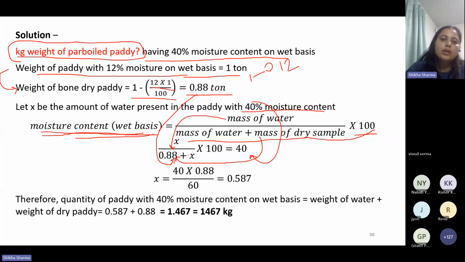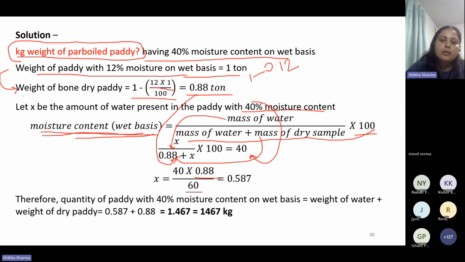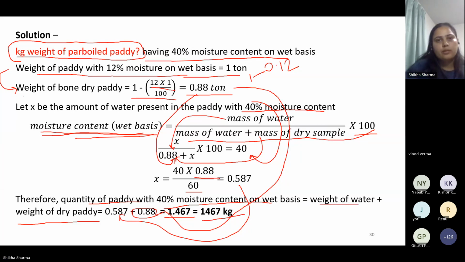From this equation, we can calculate the value of x, which is x equals 40 into 0.88 divided by 60, equals 0.587. This is the mass of the water. So in the initial paddy, when there is 40% moisture, the quantity will be the weight of the water plus the weight of the dried paddy. The weight of the dried paddy is fixed, it will not change. So it is 0.88 plus 0.587 when there is 40% moisture. So it is 1.467 ton, which is 1467 kgs. Is it okay?